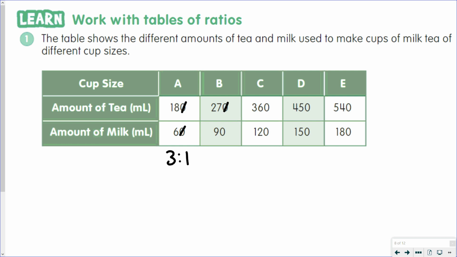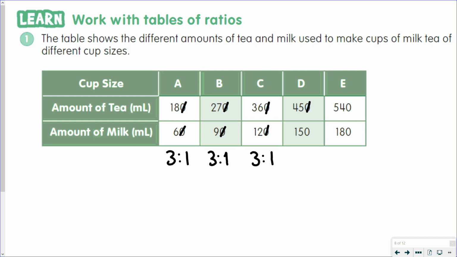27 and 90, those both end in 0, so we can get rid of those by dividing by 10. And we can divide both 27 and 9 by 9, and we get, once again, the ratio of 3 to 1. 360 to 120, again, we can take those zeros off, and this one we already simplified a little bit ago, and we also know that ratio is 3 to 1.